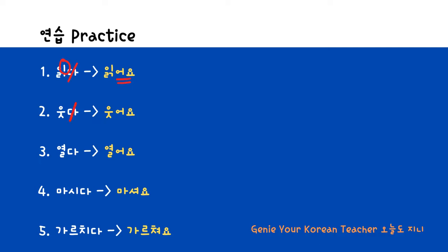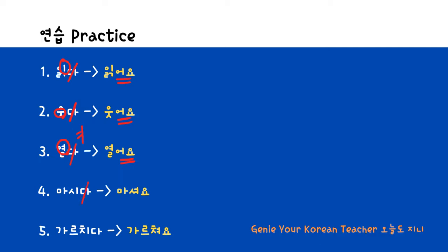웃다, take out 다. It ends with ㅜ vowel. So you put 어요. Very good. And 열다, same thing. Take out 다, and it's not ㅏ or ㅗ. The last vowel ends with 여. So you go with 어요, so it becomes 열어요.